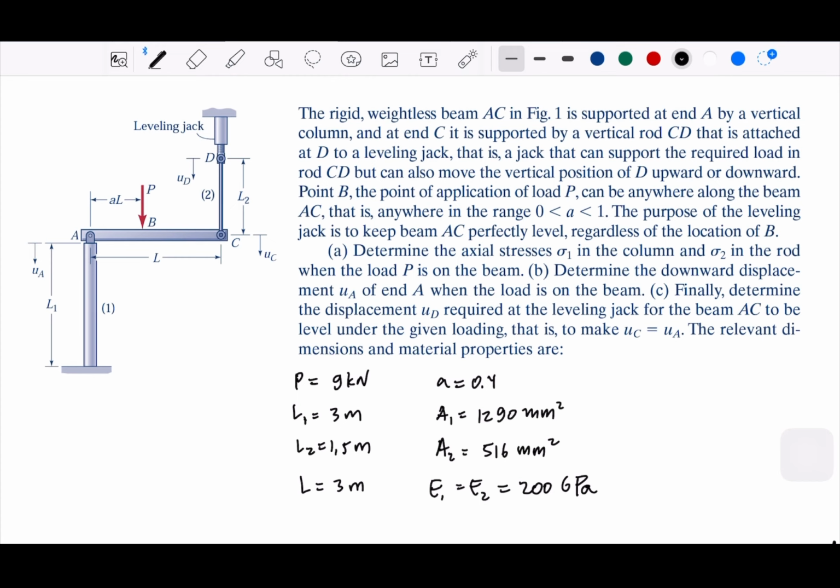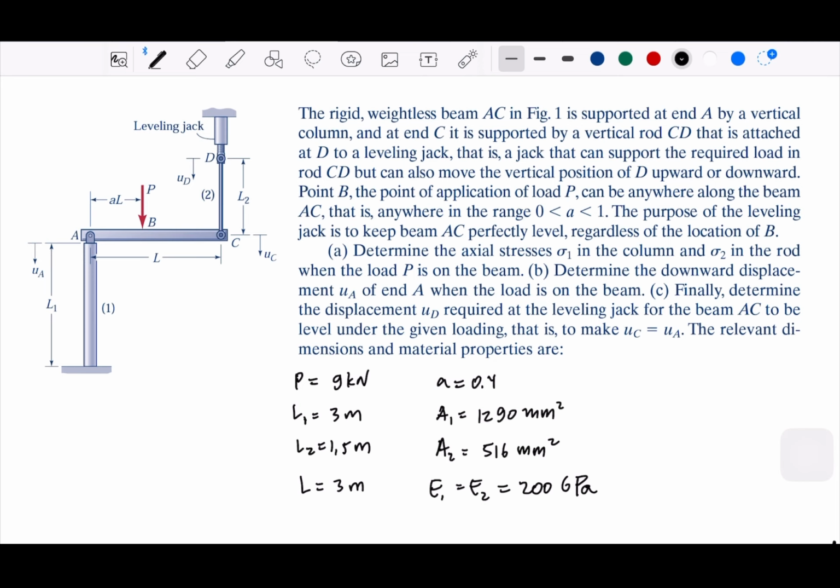Okay, now let's see the questions again. So question A is asking for the stress, okay? The stress in the column, which means this one here, and this stress two in the rod, which is here. So basically, our focus point is this beam AC. The first question is actually asking for the statics, right? What is the reaction force at A, and what is the reaction force at C? That is for stress one and stress two, or sigma one and sigma two.